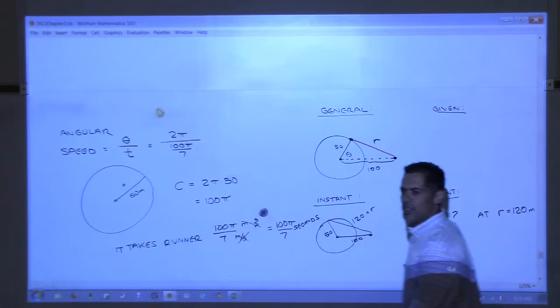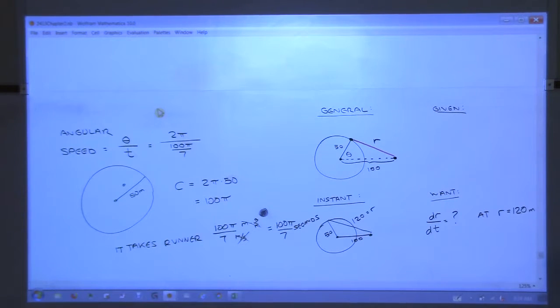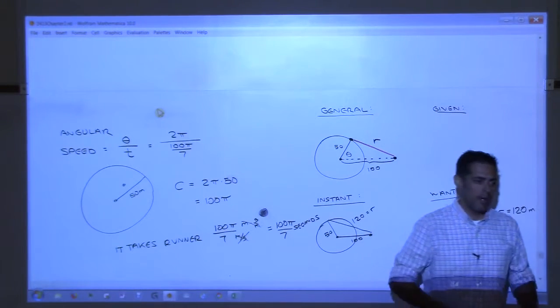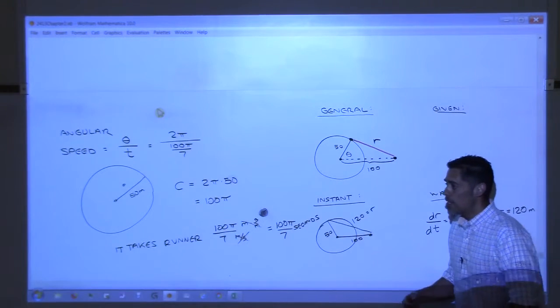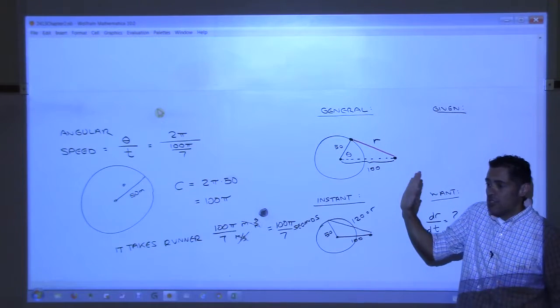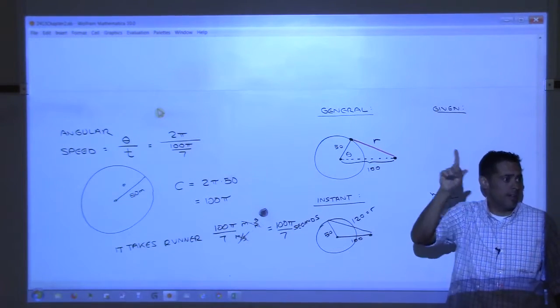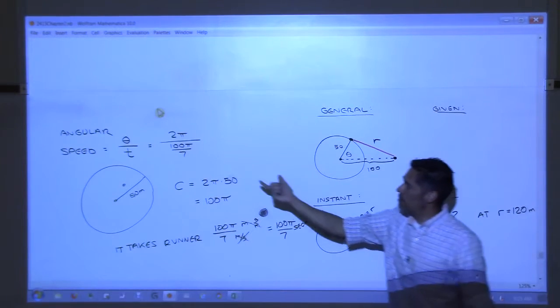Does that make sense? We've converted linear speed to angular speed. That's all we've done. You're running around this track at a certain speed. Well, how fast is your angle changing? If you're running at a constant rate, then your angle's changing at a constant rate, isn't it? So this is going to be what that rate is.